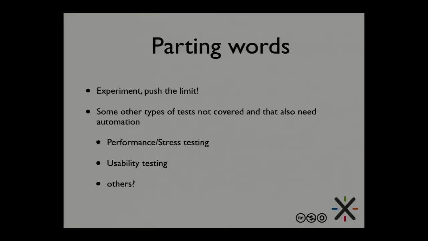So that's about it. As you see, we're experimenting, trying to progress and push the limit every year, trying to discover new stuff. There are other things we're not testing yet. A big one is performance and stress testing. We're doing that in an ad hoc manner from time to time, but we would really love to have that as an automated process and something that can be automatically checked regularly. That would be nice. Usability testing also is something not easy to do.